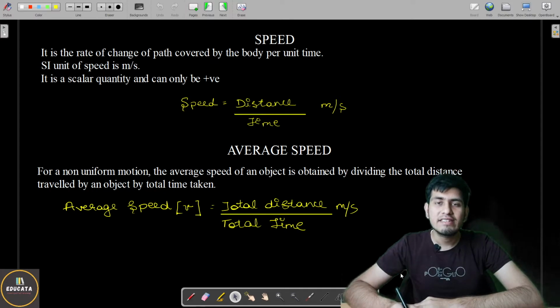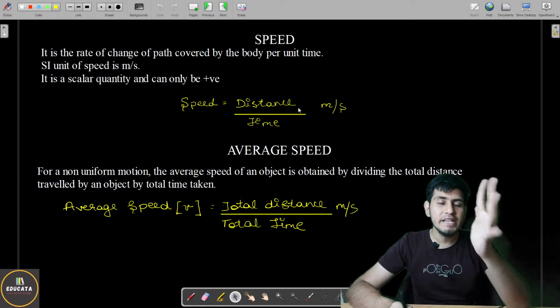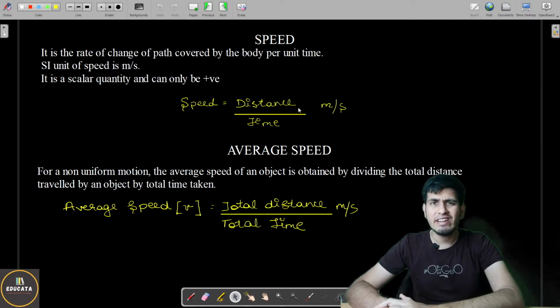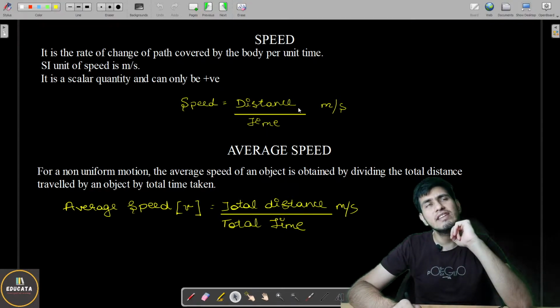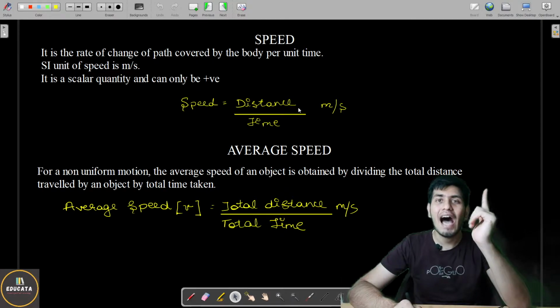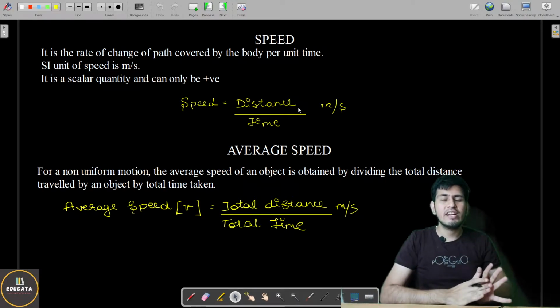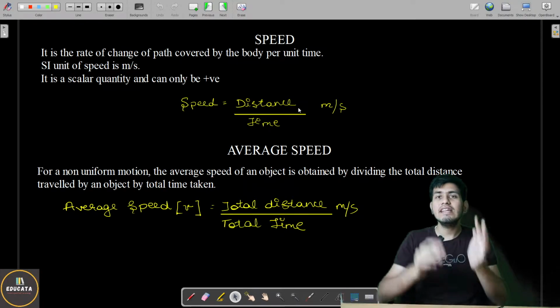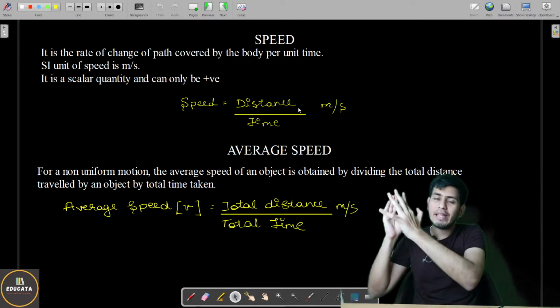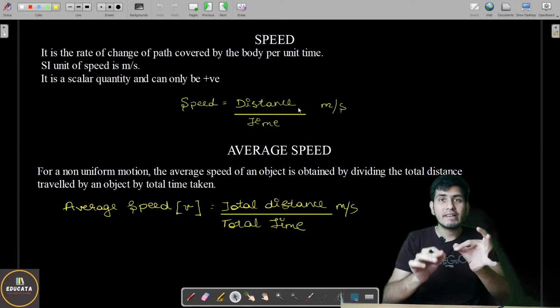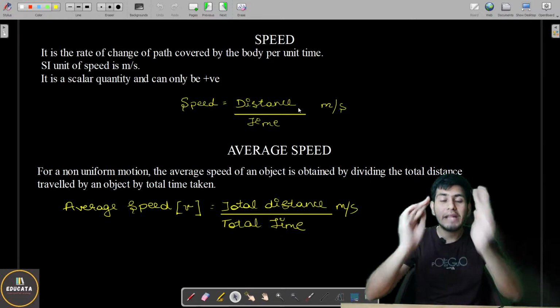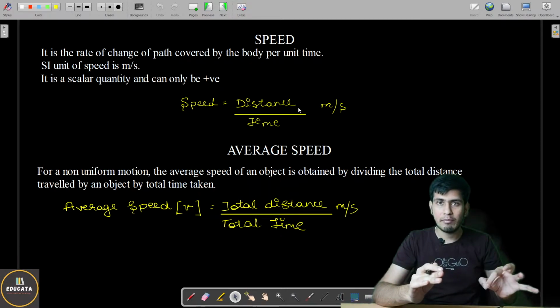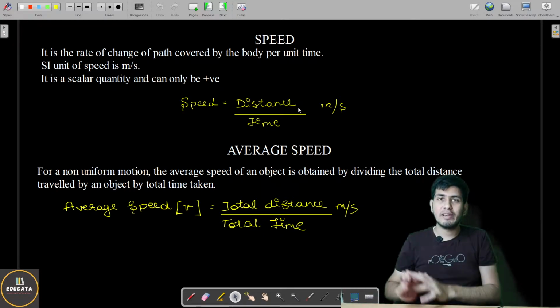Now we are starting the topic which is speed, velocity and acceleration. Are speed and velocity the same? No, they actually are not the same. They both are different things. Speed is basically the ratio of distance covered by the body per unit time. But velocity is the displacement by the body per unit time. Okay, so that's the difference between them.